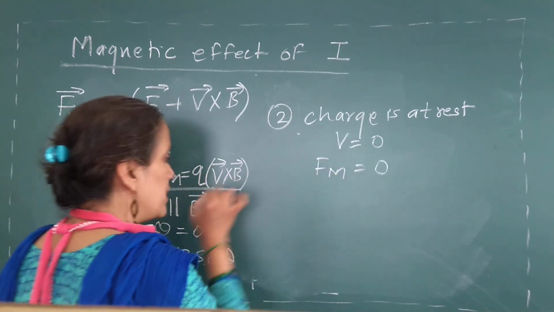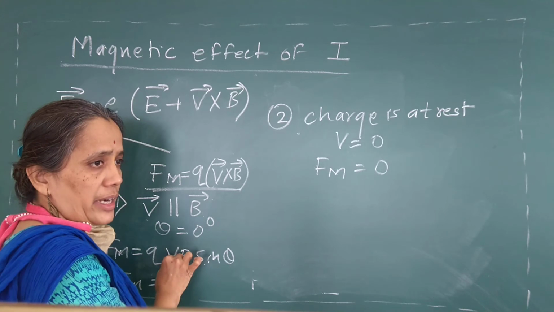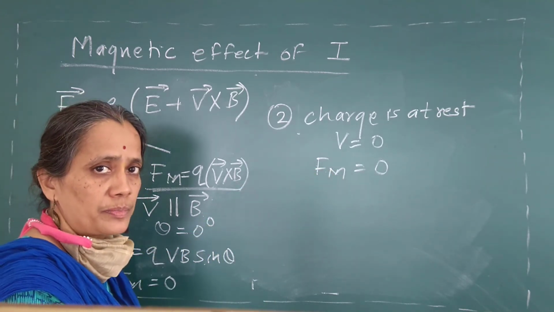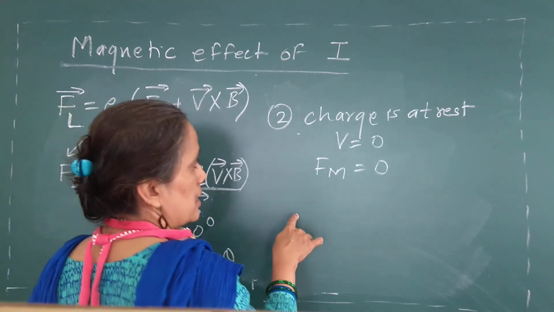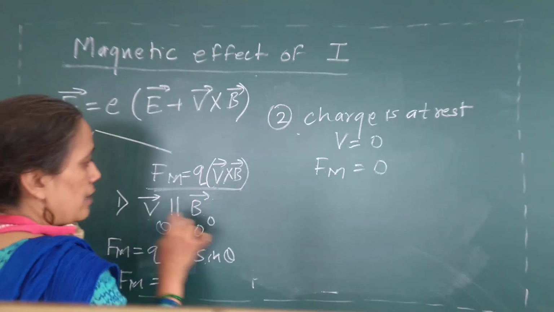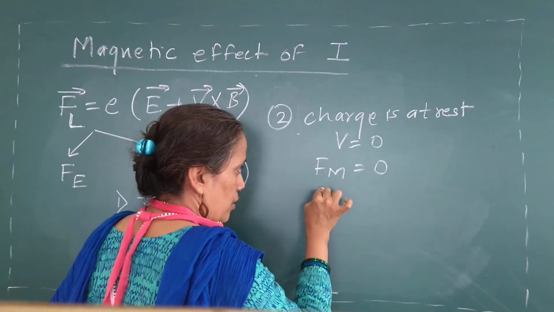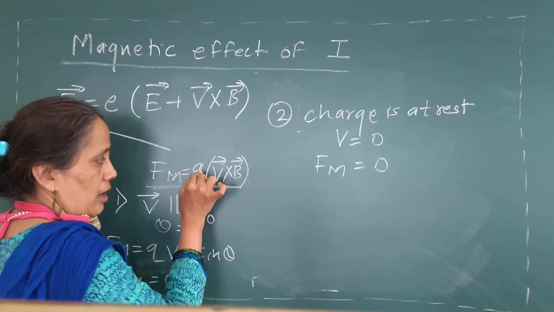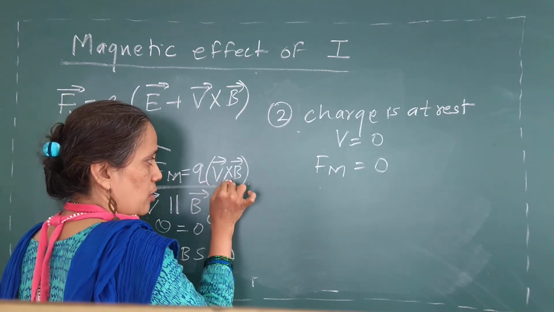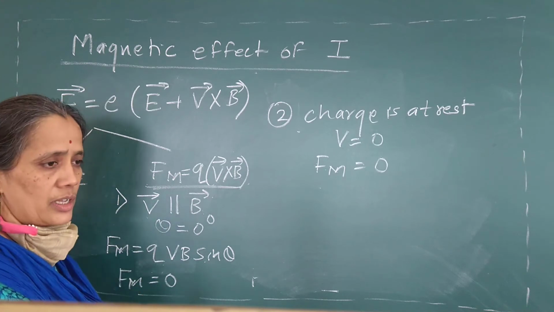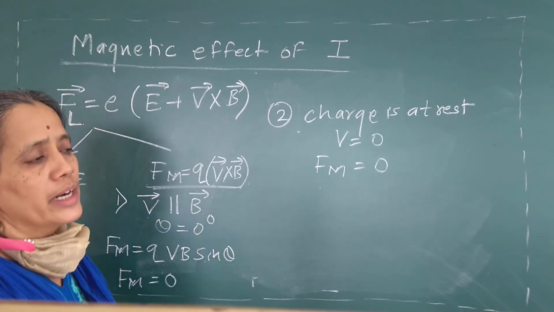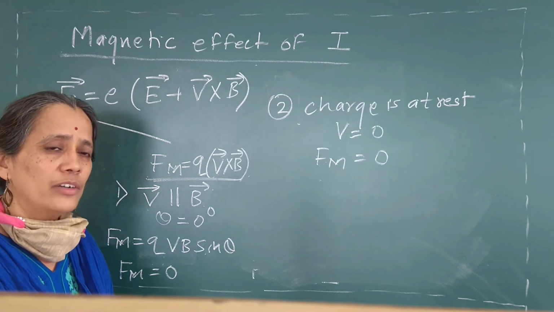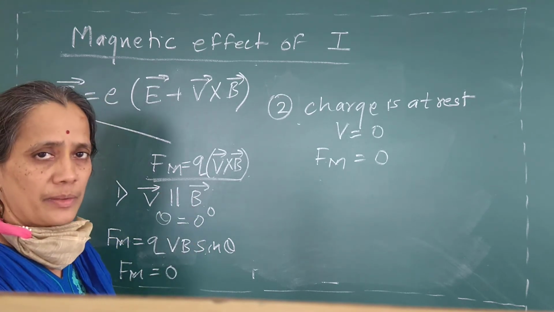So this is nothing but the effect. Here I am getting that your magnetic force becomes 0. Now in this case, what happens here? Your magnetic force is equal to Q into bracket V cross B. Q is nothing but charge. Either you can write Q or you can write e, because mostly the charge is an electron, and electron charge will always be written as e.